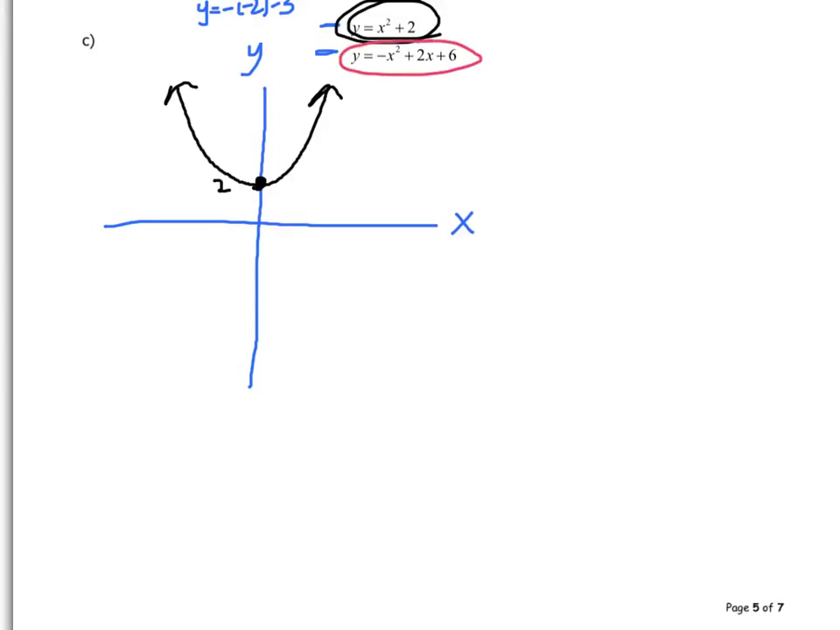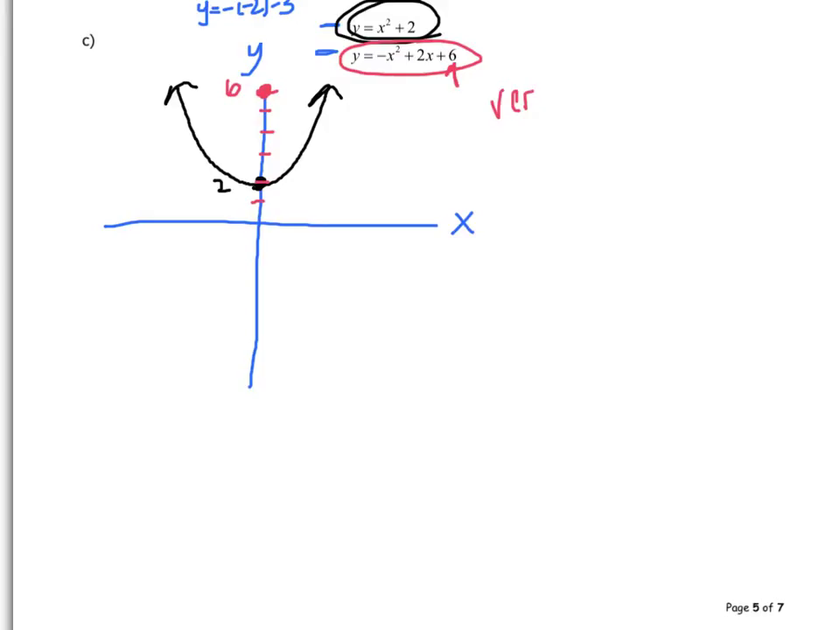Second one in red, y equals -x squared plus 2x plus 6. What is the -x squared telling you? That's right, that negative sign out front is telling you this is going to open down. What's the 6 telling you? That's the y-intercept. So the y-intercept is at 1, 2, 3, 4, 5, 6. And we're going to open down.